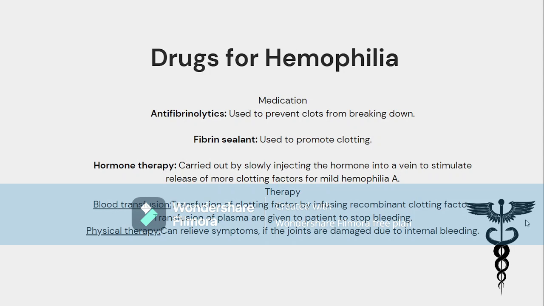Next is desmopressin, or DDAVP. It stimulates the release of factor 8 and von Willebrand factor. It is used for mild hemophilia A and certain types of von Willebrand disease. It can be given as an injection or nasal spray. These treatments should be tailored to each patient's needs. It's important to work with a hematologist or specialist to find the best treatment plan.